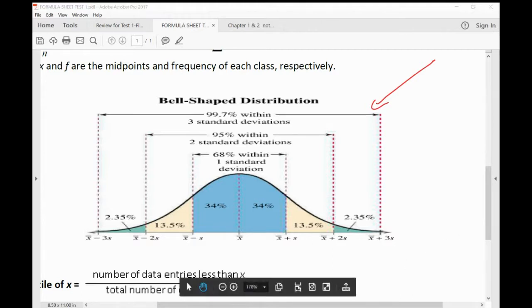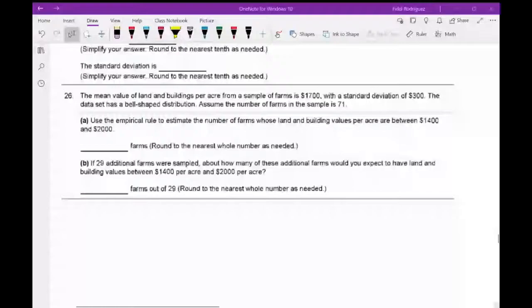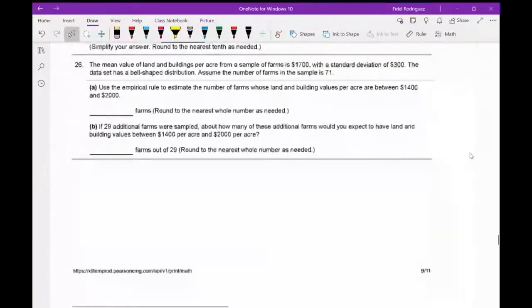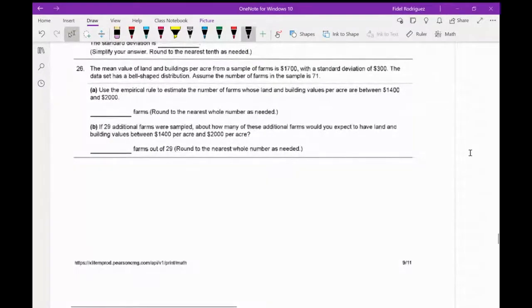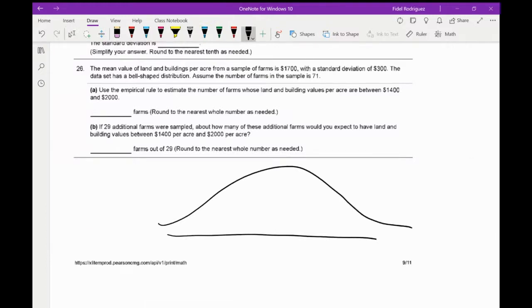So let me come back to number 26 and pull up the problem so you can see what I'm referring to. Okay, so I think you guys can see this now. The first thing I'm going to do is draw basically the same shape that we had on the formula sheet. So here's my picture, right? And if you remember, in the middle we had the number X bar. X bar refers to the average or the mean.